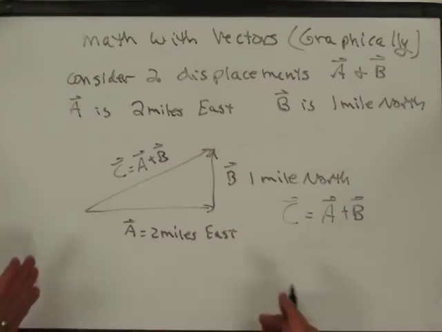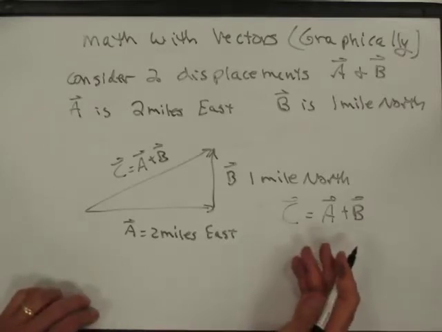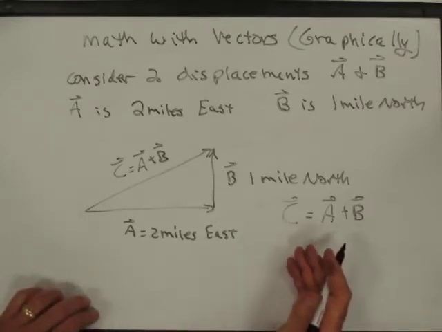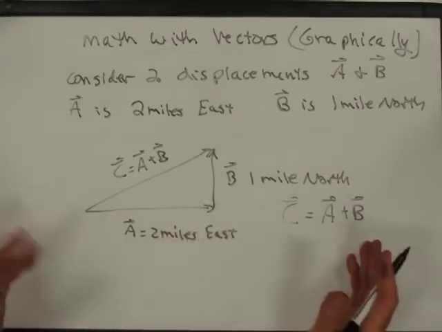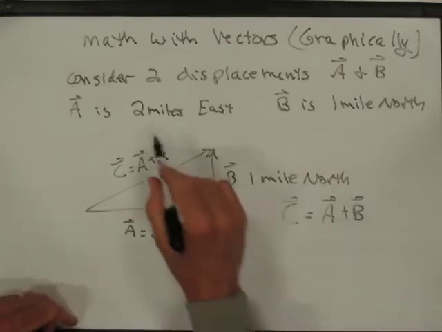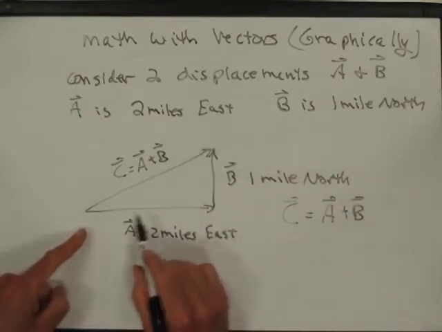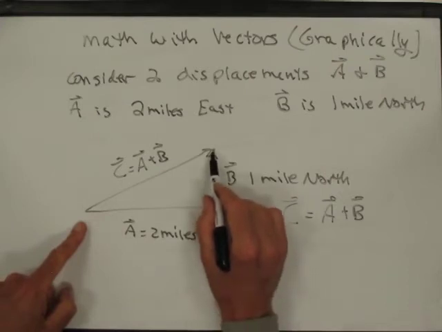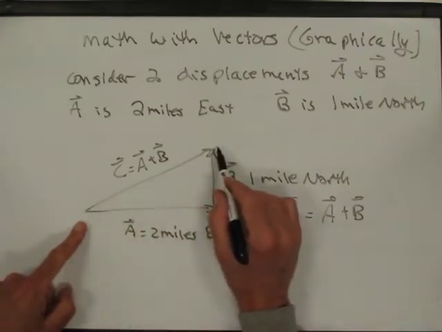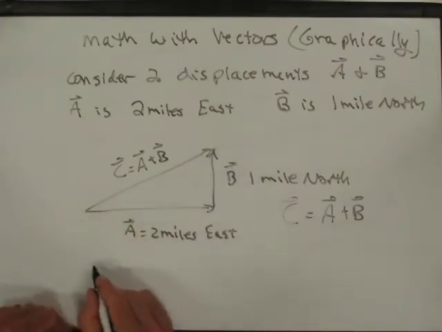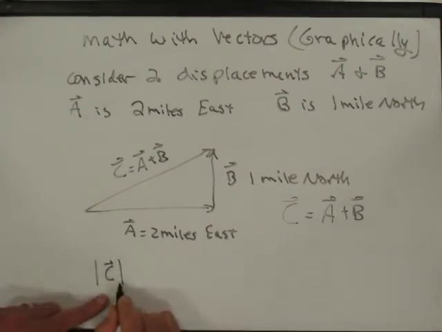And so notice math with vectors isn't really the same thing as math with scalars. If I said a is 2 and b is 1, what is a plus b? You would get 3, right? 2 plus 1 is 3. But because these directions matter, I went 2 miles this way and 1 mile that way, clearly this is not 3, right?